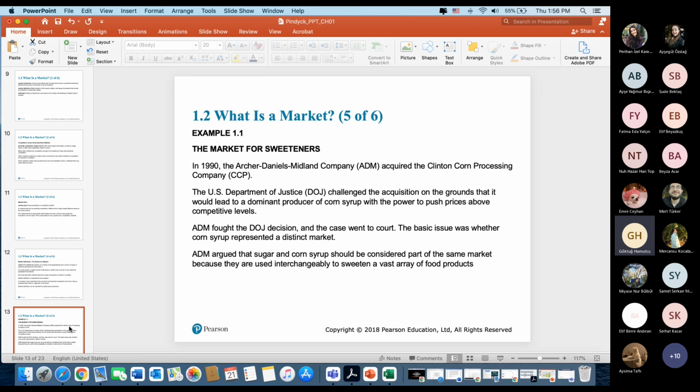Perfect. And what is a market? An example is the market for sweeteners. It's an example from corn syrup, which is accepted as a sweetener in most of the countries. I will skip this example. It provides some information about the sugar syrup market in the United States. You can read it at home.